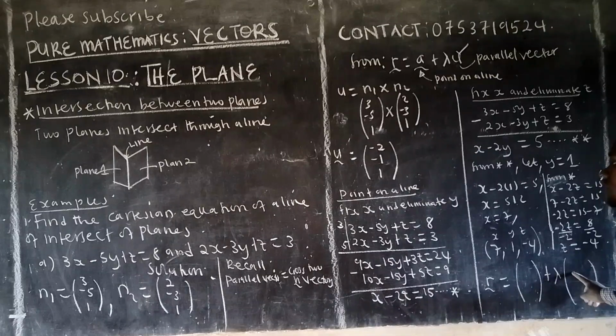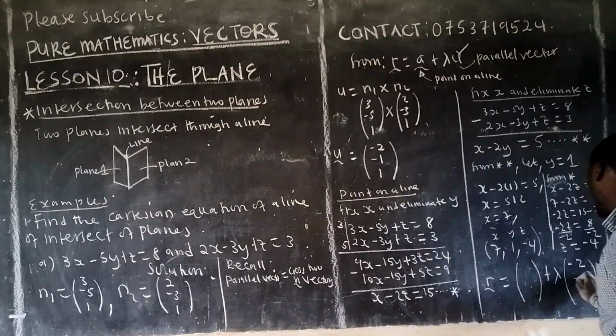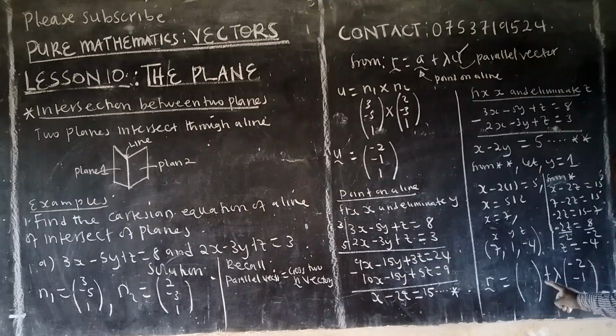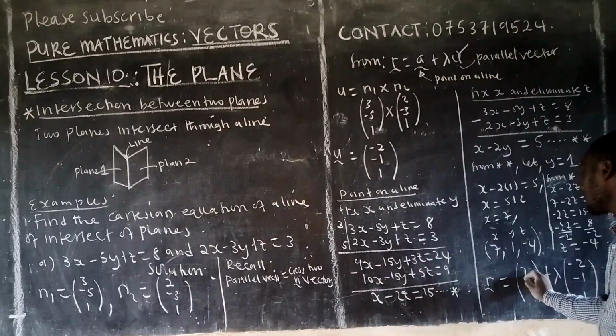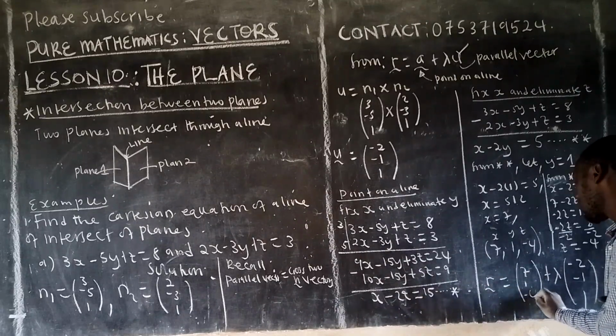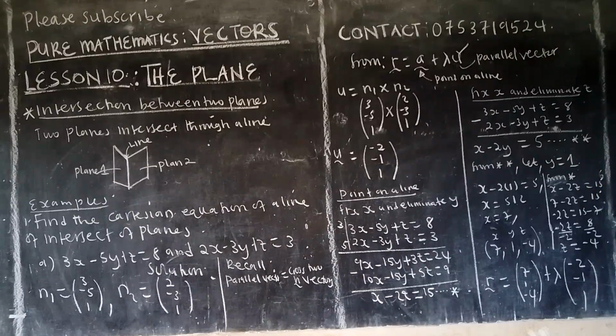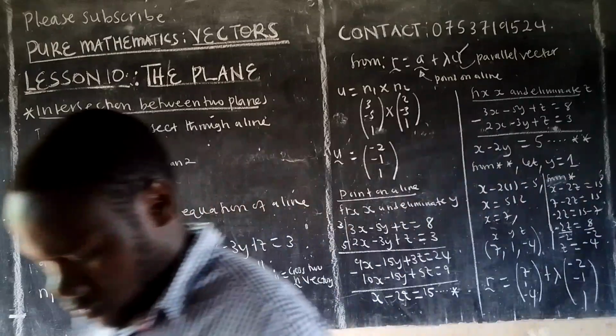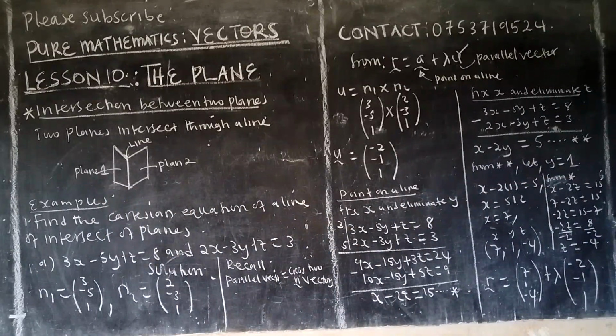But the mu, we have it as negative 2. It is here after crossing negative 1, 1. Then the point on the line is 7, 1, negative 4. They wanted a Cartesian equation, which implies that we have to proceed slowly with that.